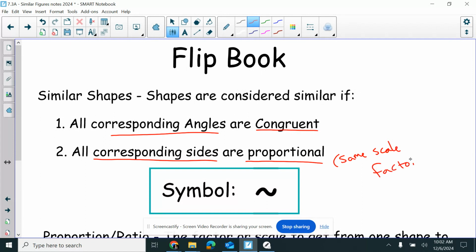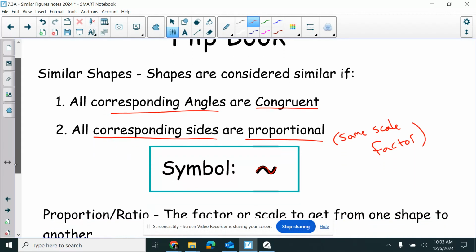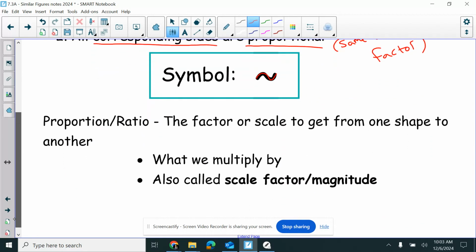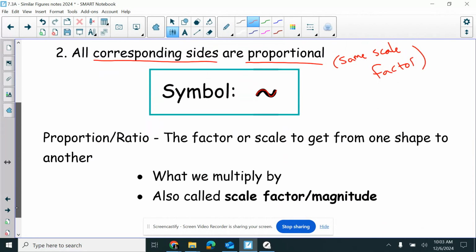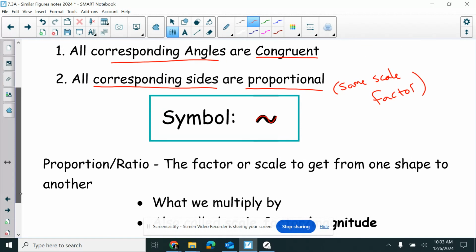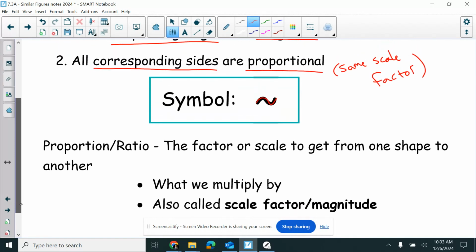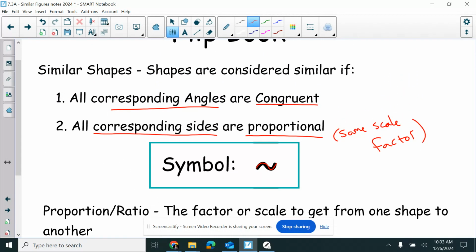So we have to find the scale factor between the sides to make sure they're all the same. When we're working with similar shapes, this is our little similarity symbol. Whenever you see that, you know it means similar. If two shapes are similar, then they meet those two criteria. The proportion or ratio is the scale factor we use to get from one shape to another. That's also what we multiply by. So we just went over that.